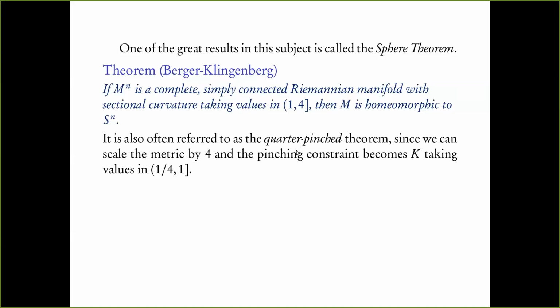So you can replace 1/4, 1 with C, 4C, because you can rescale the metric and then the sectional curvature rescales inversely. Okay? So as we'll point out later on, the strict inequality on the left-hand side is necessary. If you replace this theorem with the statement taking values in closed 1/4, 1, then it's not true that M is homeomorphic to Sn. Okay?